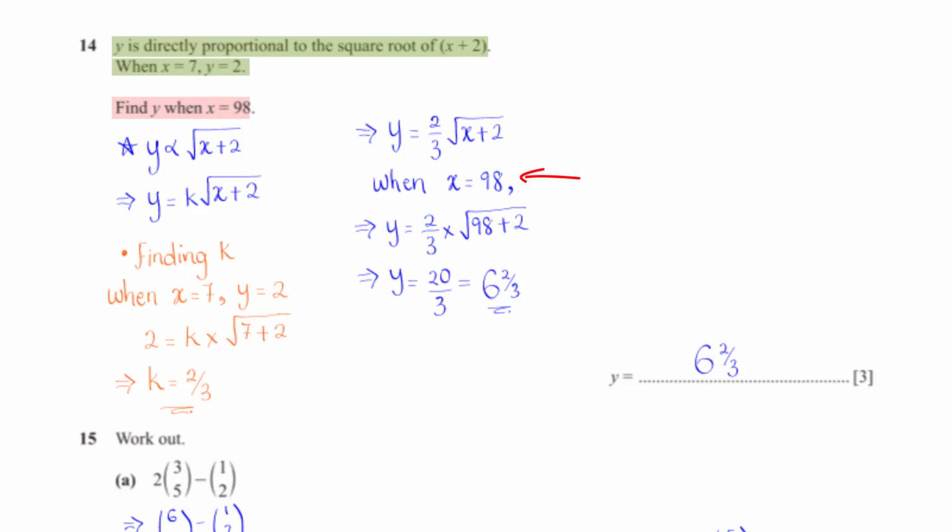So now we have y equals 2/3 times square root of x plus 2. When x is equal to 98, we have y is equal to 2/3 times square root of 98 plus 2. When we type this into the calculator, we get y is equal to 20/3, which can also be written as 6 2/3.